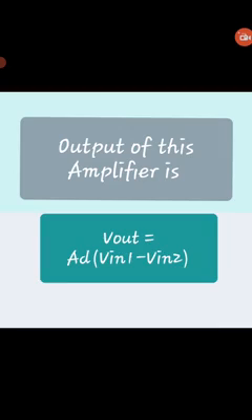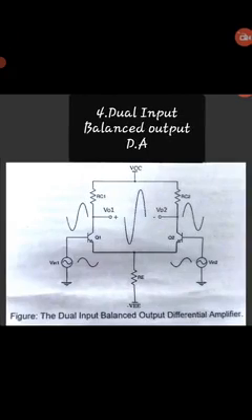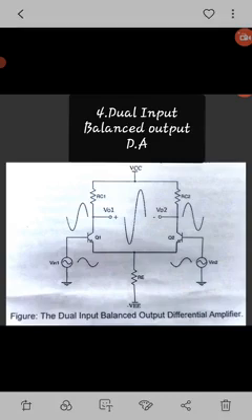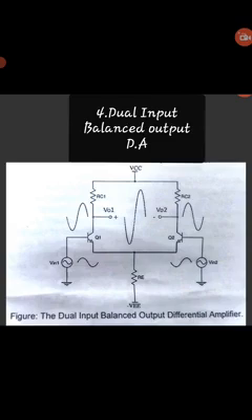Then the second type of differential amplifier is the dual input balanced output differential amplifier. Such an amplifier has two inputs, V in 1 and V in 2. The output voltage V out is measured between the two collector terminals.